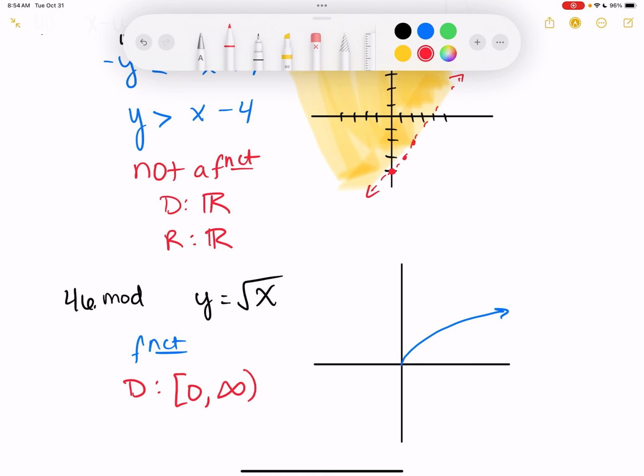How about the range? Doesn't it stop at a certain point? It starts right here, but it keeps going out to infinity. It keeps going up. As it goes farther out, obviously it's going to get higher. So this is also going to be 0 to infinity for my y values.